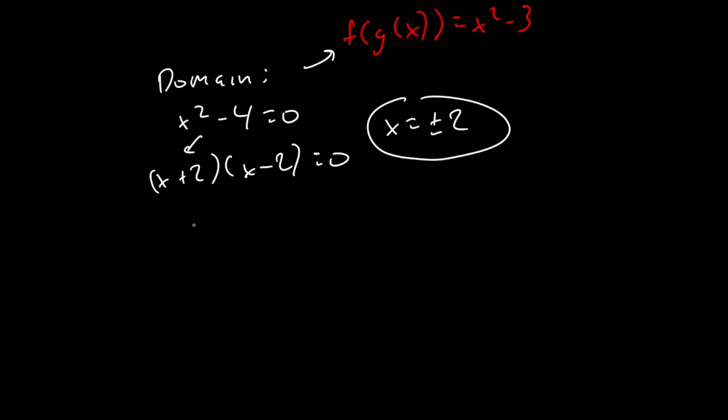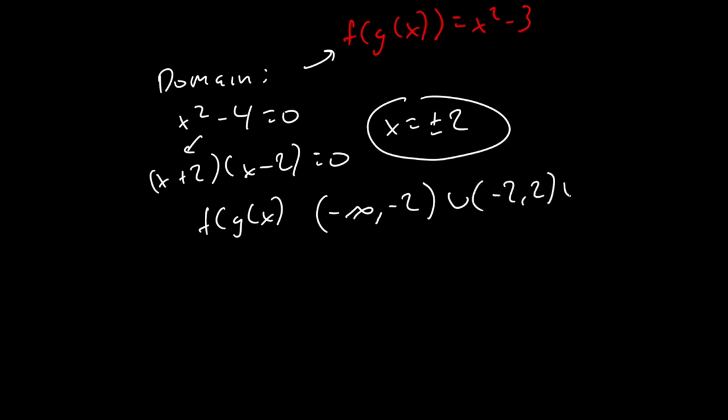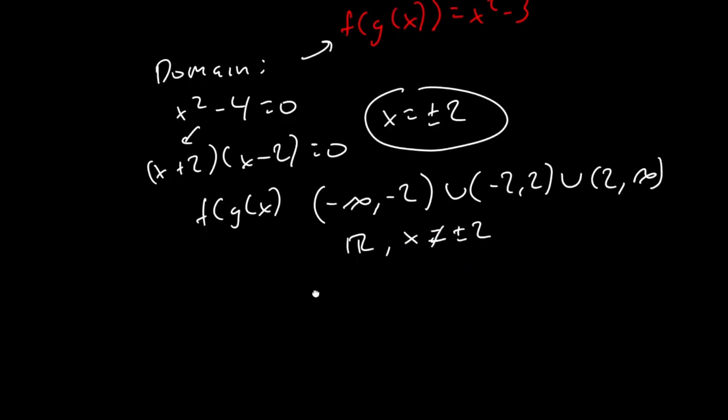So the domain of f of g of x is negative infinity to negative 2, excluding negative 2, union negative 2 comma 2, union 2 comma infinity, which is basically just a way of writing everything except for that. We can just say all real numbers except for x does not equal plus or minus 2.